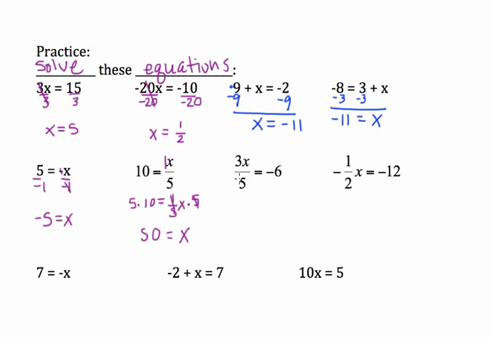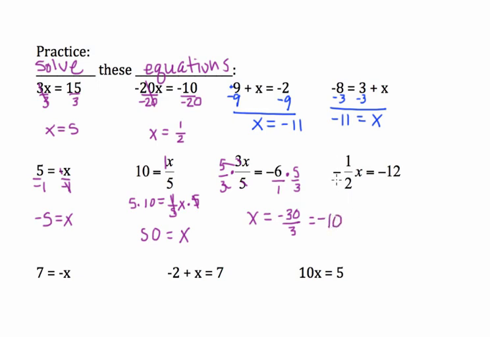Start on the side with the x. To undo timesing by a fraction, multiply both sides by its reciprocal. That cancels this or turns it into 1. 1x equals, multiply your tops, negative 30, multiply your bottoms, 3. Negative 30 divided by 3 is negative 10.